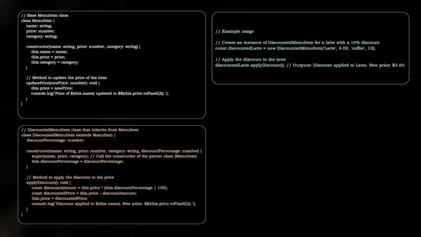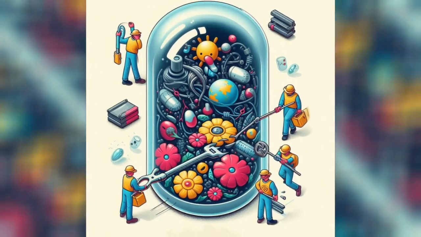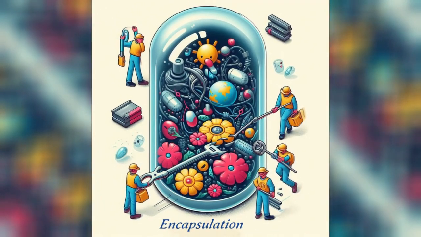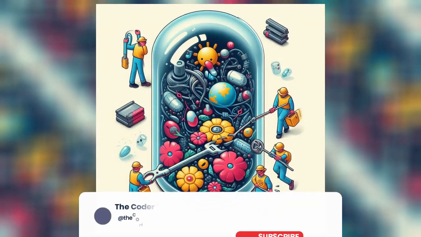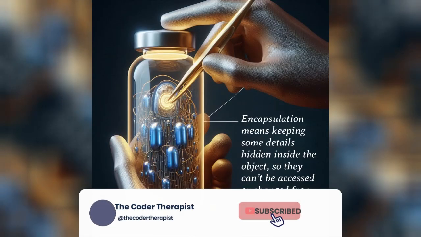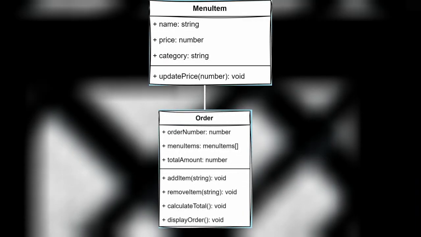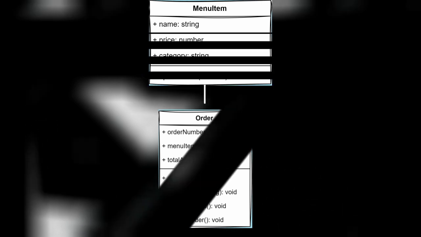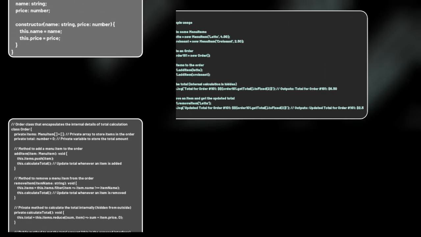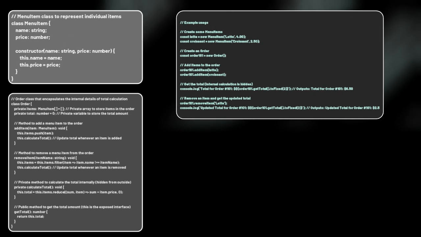Encapsulation, keeping details private. Encapsulation means keeping some details hidden inside the object, so they can't be accessed or changed from outside. In your POS system, how the total amount for an order is calculated is managed internally. You interact with the system using simple functions to add items and get the total, but you don't need to know the detailed internal calculations. These details are encapsulated within the order object.